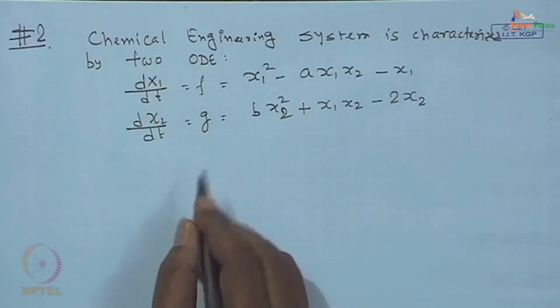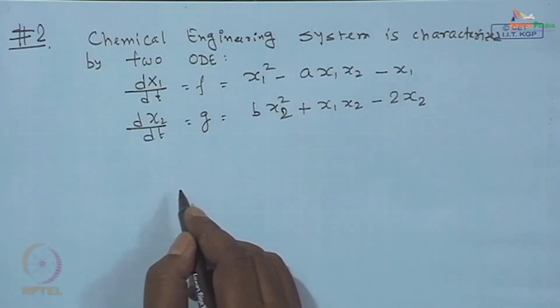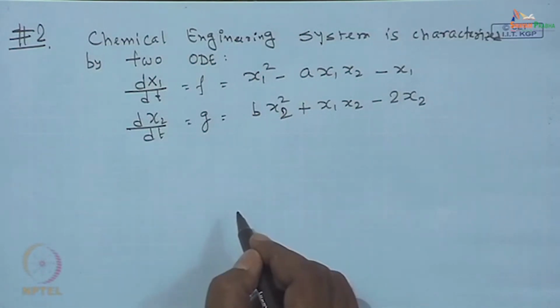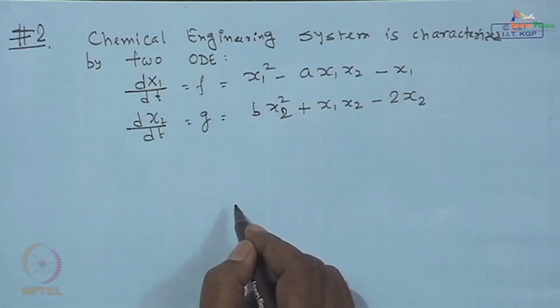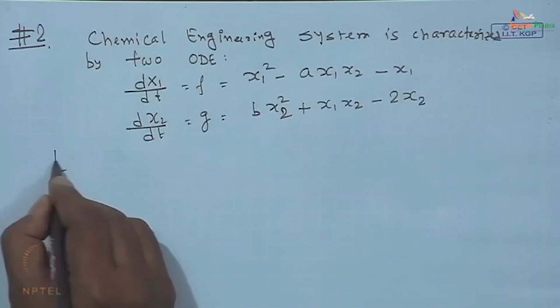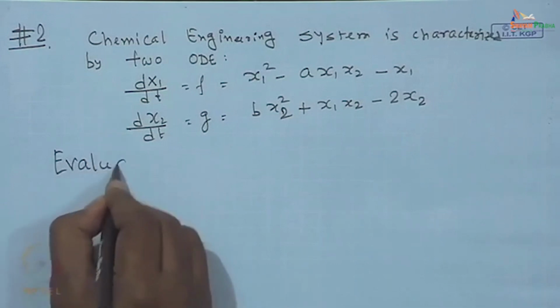So, a and b are the parameters and these parameters are positive parameters in the system. So, one can get the various steady states and check into the solution of the steady state. Now, first step will be evaluation of steady state.